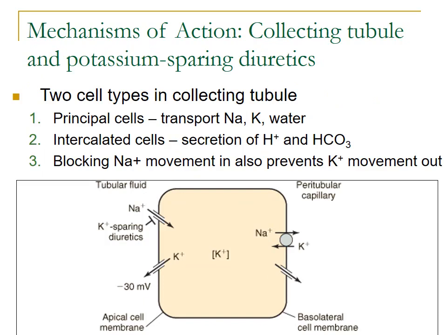Mechanisms of action, collecting tubule and potassium-sparing diuretics. Two cell types in collecting tubule. Principal cells, transport Na, K, water. Intercalated cells, secretion of H and HCO3. Blocking Na and movement in also prevents K and movement out.